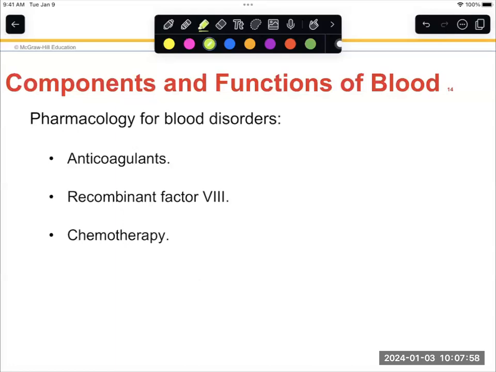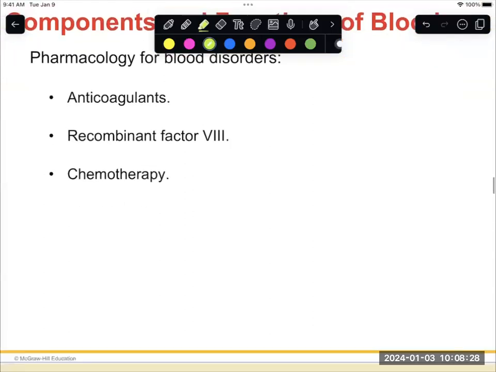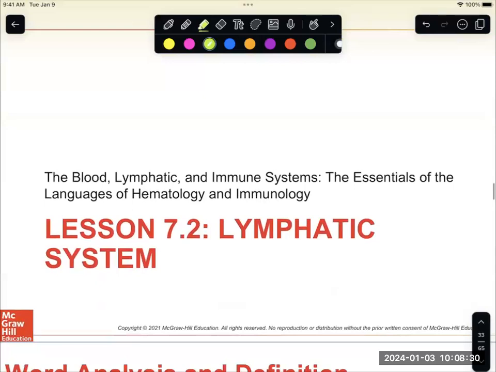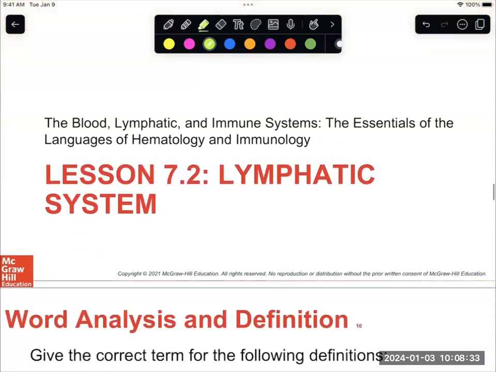And then there's chemotherapy. So leukemias in both adults and children will be treated with chemotherapy. It's often added with radiation therapy and stem cell treatment or transplant because they're trying to take healthy stem cells and transplant them where we make blood cells to help produce the correct amount of red blood cells, white blood cells, and platelets. So let's move into the lymphatic system.